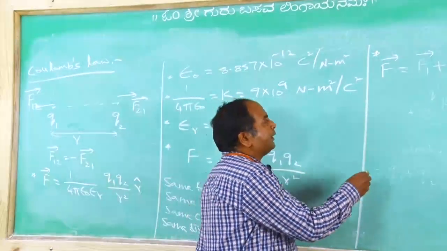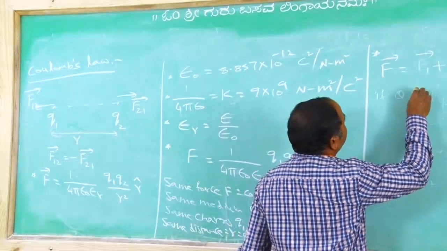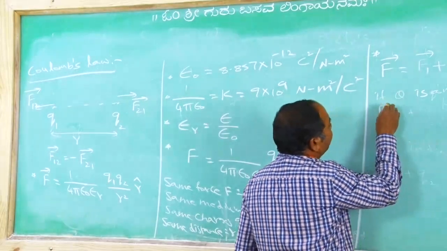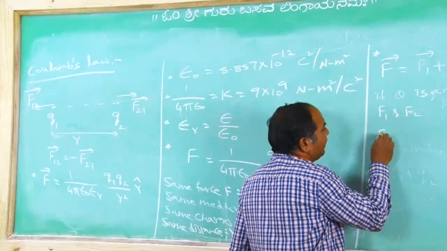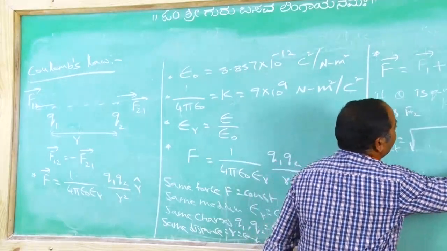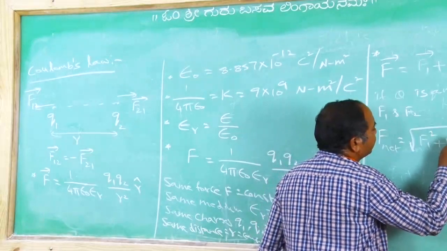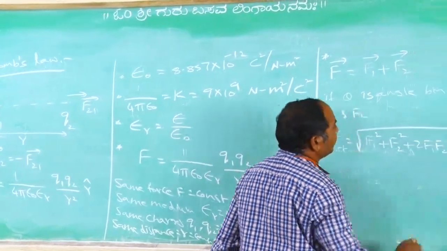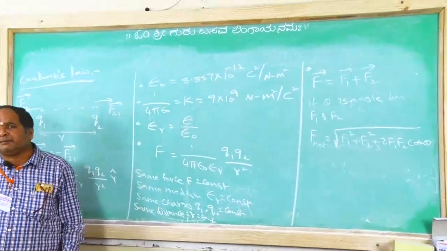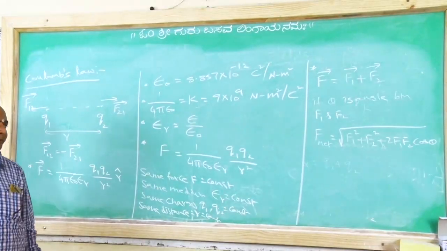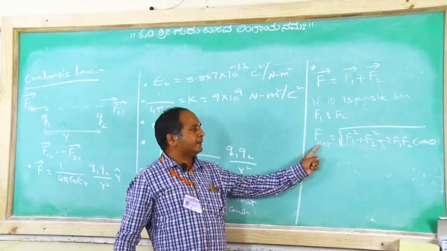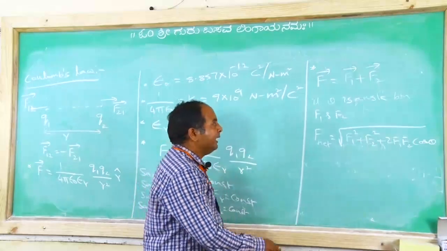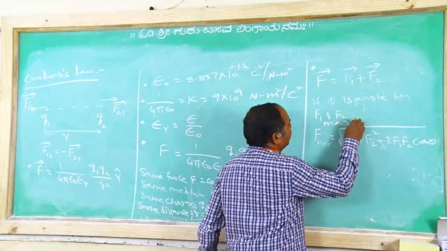If you want to write its magnitude, if theta is the angle between F1 and F2, then the net force magnitude is given by root over F1 square plus F2 square plus 2 F1 F2 cos theta. It is its resultant magnitude.